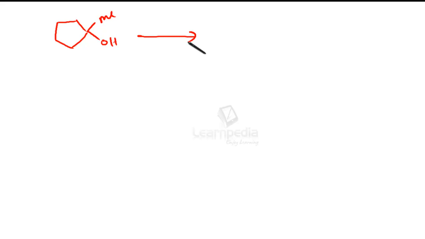We are given methyl cyclopentanol, and it is subjected to treatment with sulfuric acid. An alcohol on treatment with concentrated sulfuric acid undergoes dehydration to give an alkene. So thereby we get a double bond here, and this methyl group remains the same and we get an alkene. So this is supposed to be X.